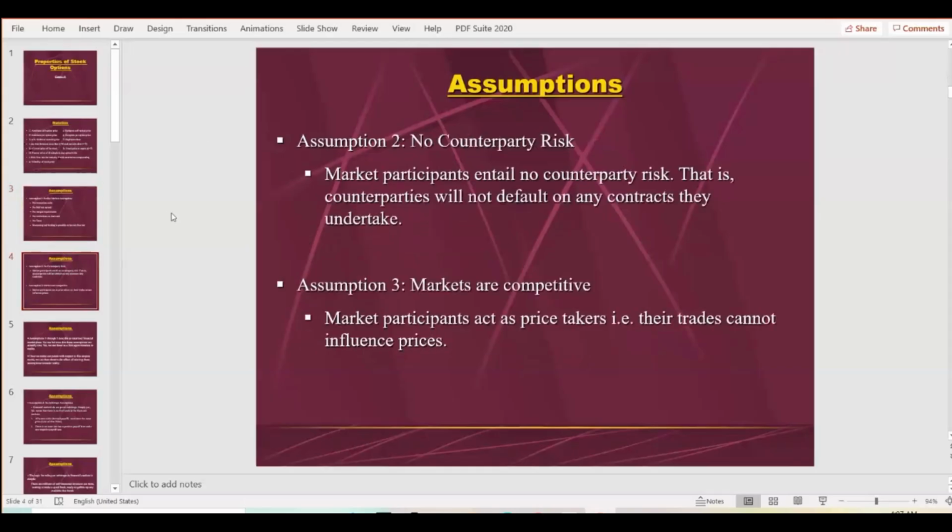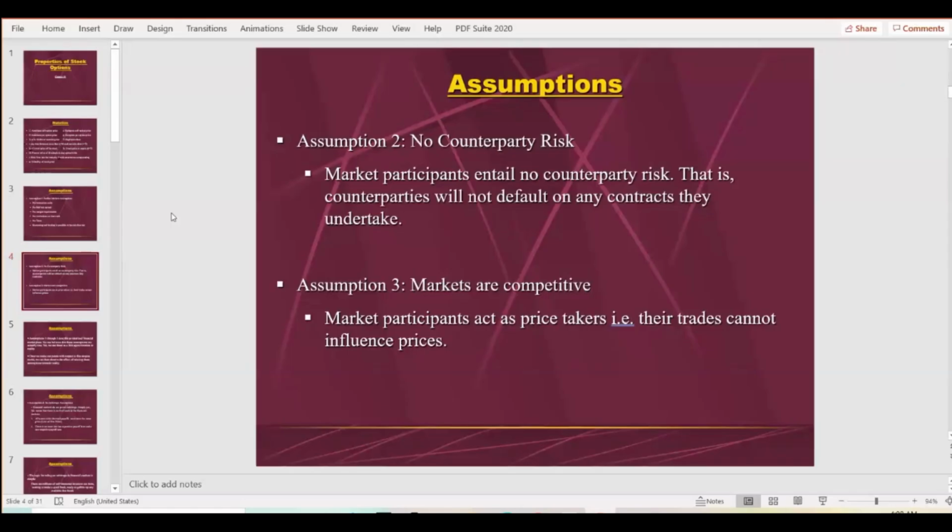The second assumption is that there's no counterparty risk. So in this case, market participants will not entail any counterparty risk. There won't be any default by the party with the short position on an option. The third assumption is that markets are competitive. In this case, market participants act as price takers. This means that their volume of trading will not affect prices.